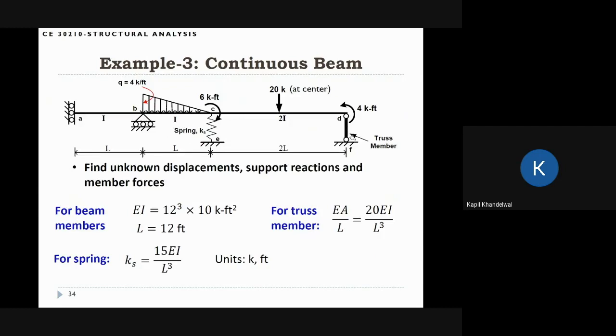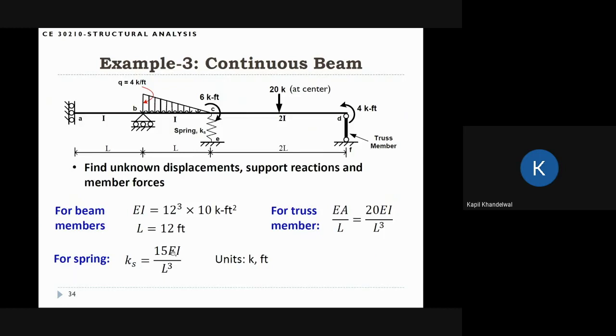And with this, we want to solve the problem. We want to find the unknown displacements, support reactions, and member forces, like solve the complete problem. And what we're going to do here is assume certain properties. So these are some numbers that are given. For beam members, we are going to assume that EI is 12^3 times 10 kip-ft squared. The length L is 12 ft. So you can think that this is actually 24 ft because this is 2L.